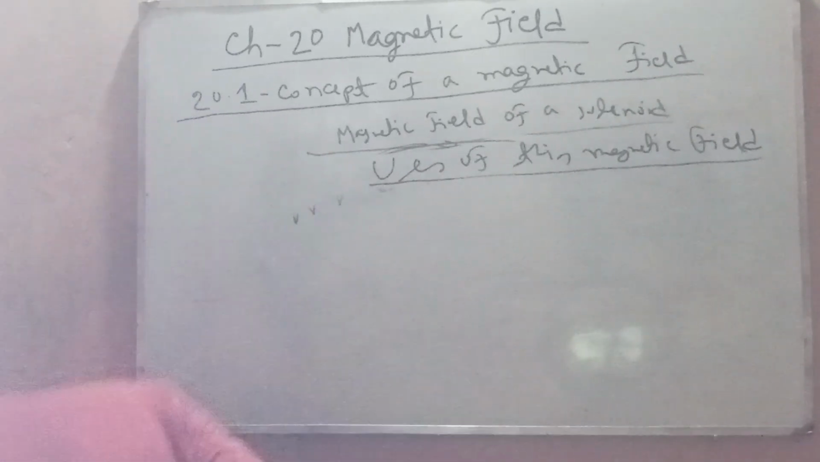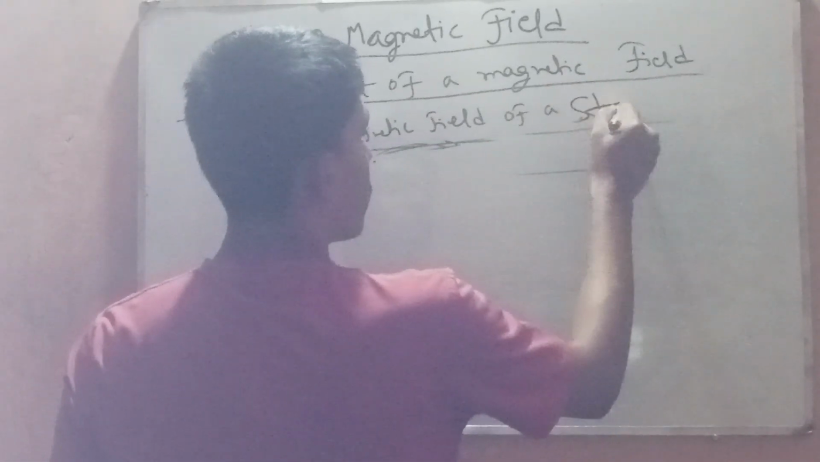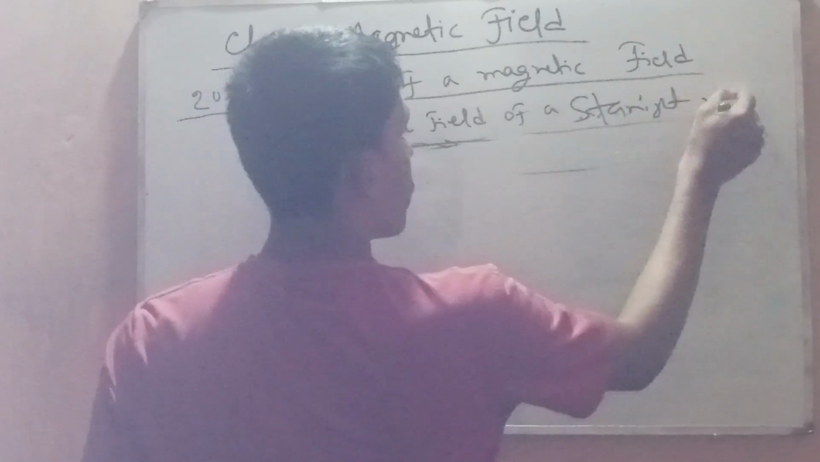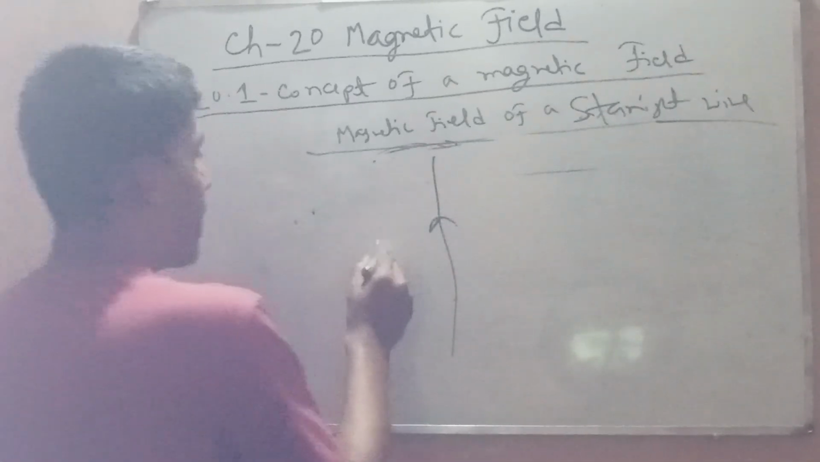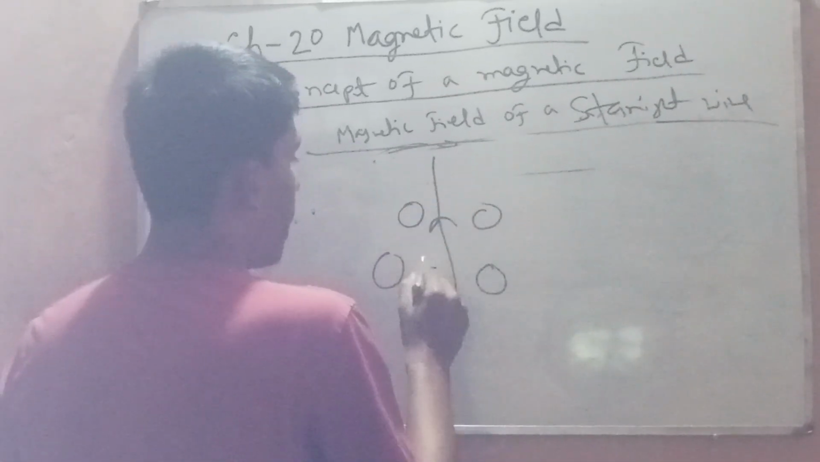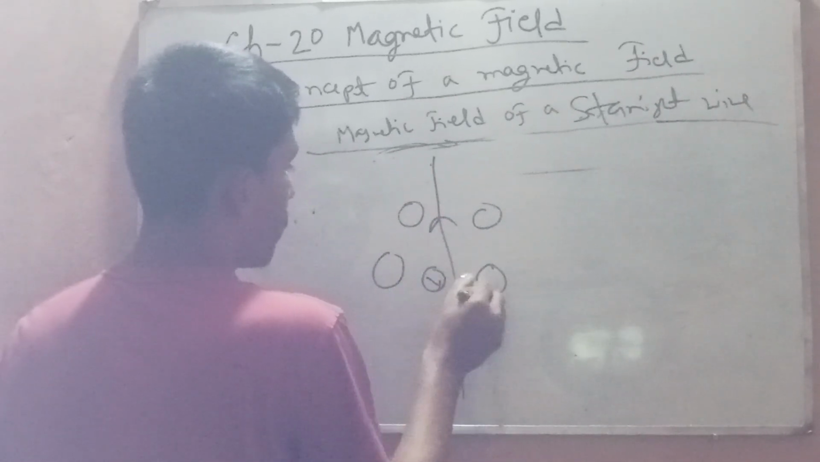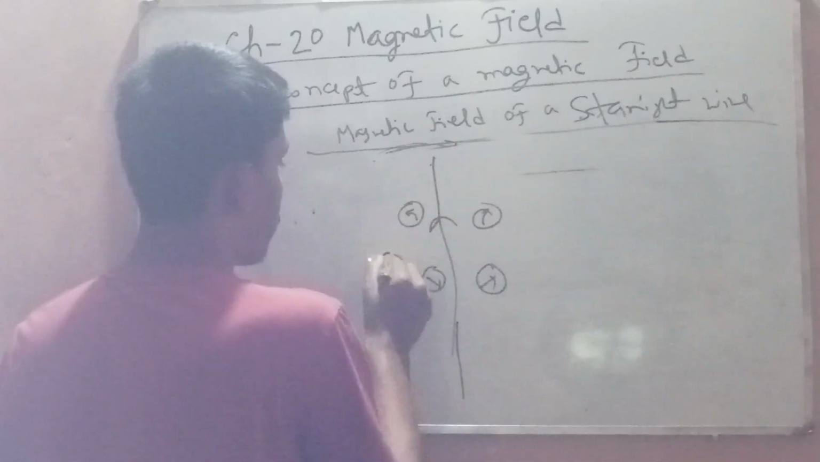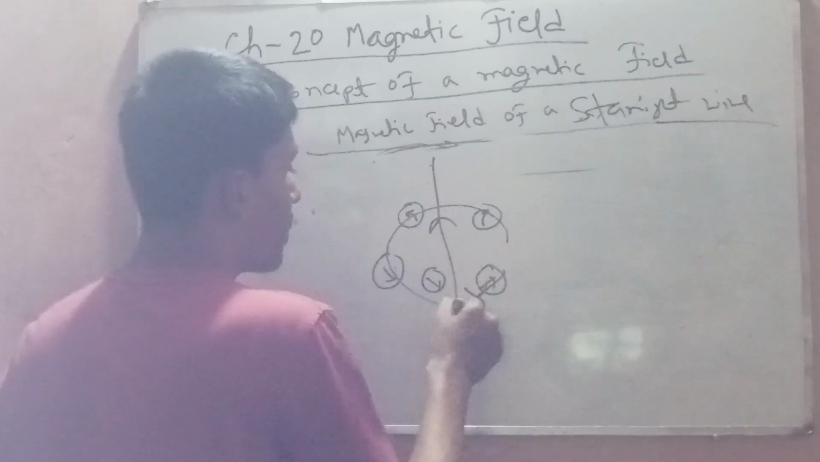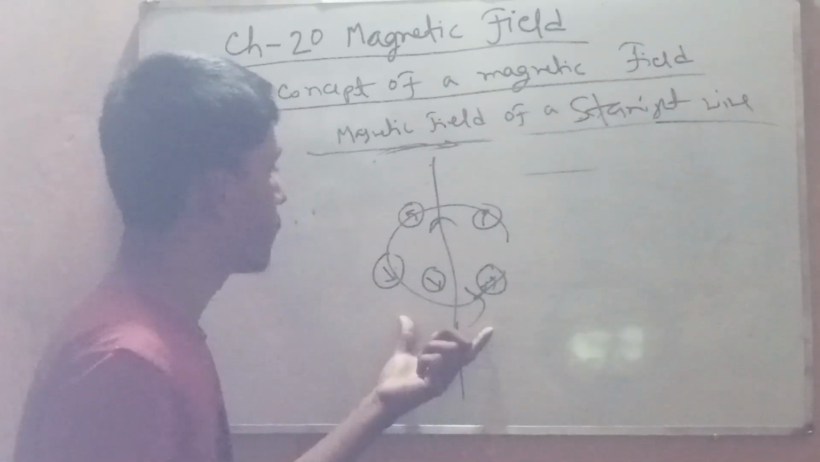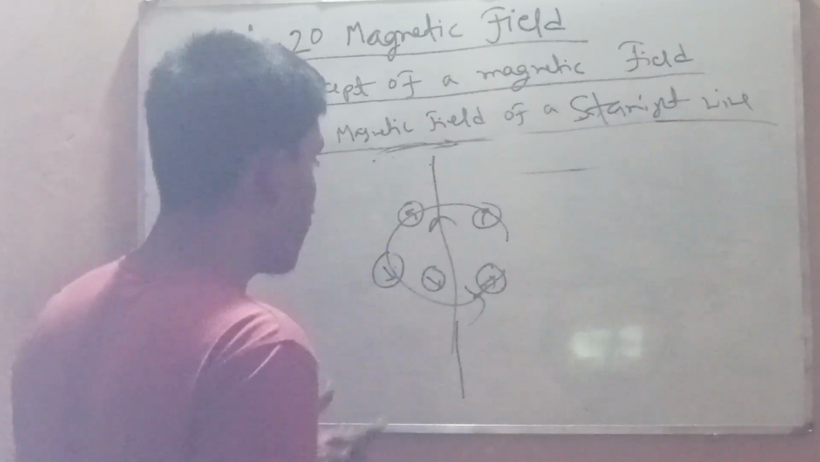Magnetic field of a straight wire. If we place some compasses around the straight wire, it is seen that the direction is like this. The direction will be like this by placing some compasses.